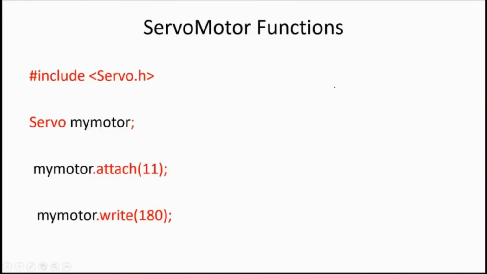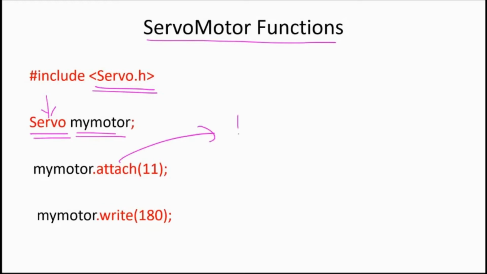As usual, for controlling the servo motor, we take the help of the header file available. In this case, it is Servo.h. Okay, so you can define an object of type Servo. This is the data type. You can define a variable called myMotor. Okay, so what are the two important functions of this Servo object? First one is the attach function.